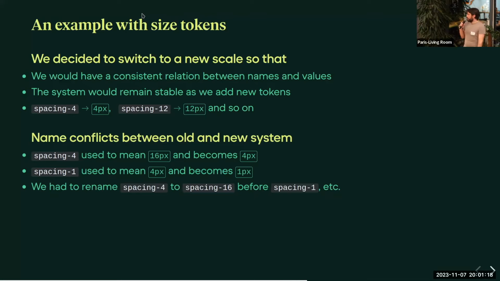So what happens now if we start saying, okay, we're going to rename spacing 1, and then spacing 2, and then spacing 3, and so on? Well, we'll rename spacing 1 to spacing 4, and then when we arrive at spacing 4, we don't know which is which anymore. So this is what we want to avoid. When you migrate a token system, you will have name conflicts, and they have to inform how you order your migration steps.